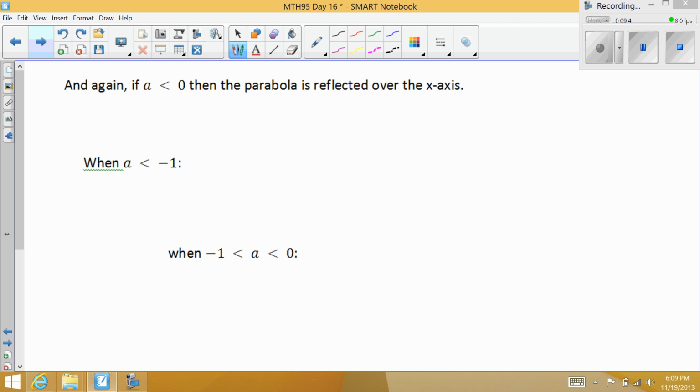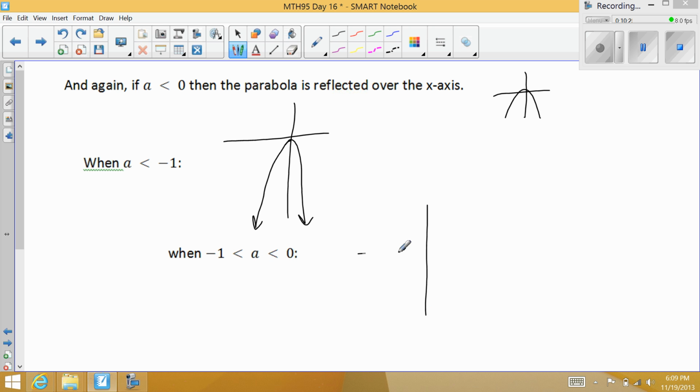Now we know that when a is negative, the parabola is reflected over the x-axis. We get one of those upside down frowny parabolas. And so if we combine that idea with the idea of multiplying by constants bigger than 1 or smaller than 1, if we multiply by a value smaller than -1, so say something like -2x squared or -3x squared, we'll get a parabola that is both taller but also flipped upside down. And then if we multiply by a negative value that's a fraction between 0 and -1, the graph will be both upside down and shorter.